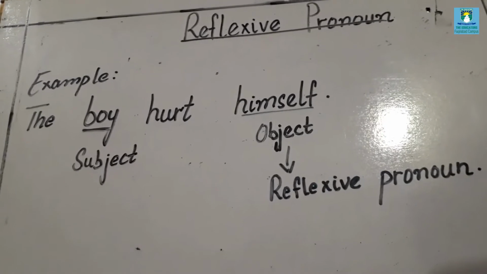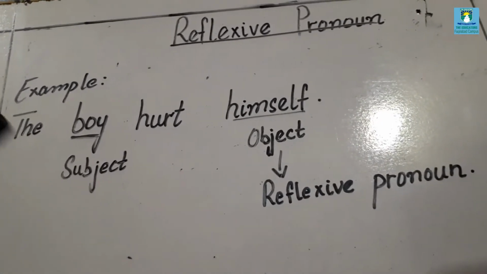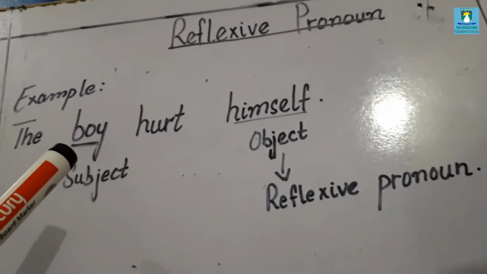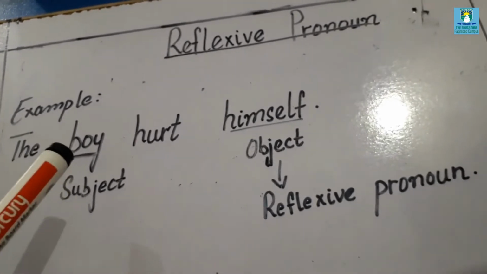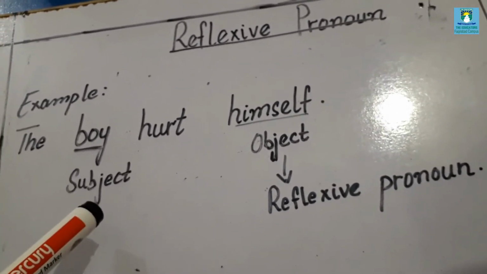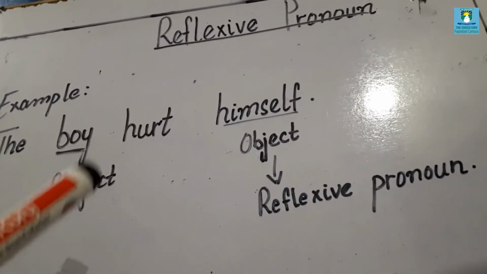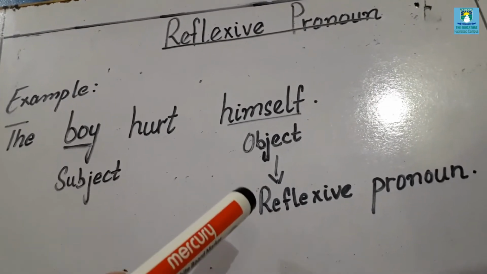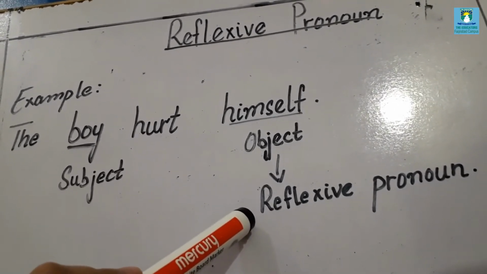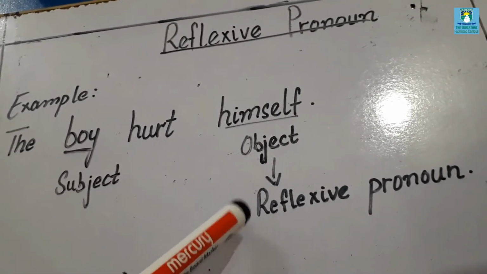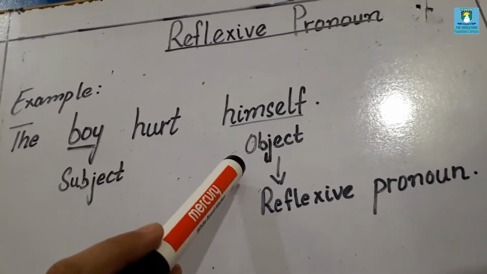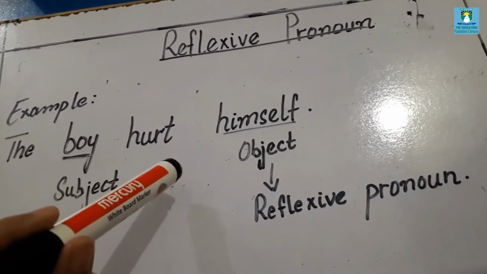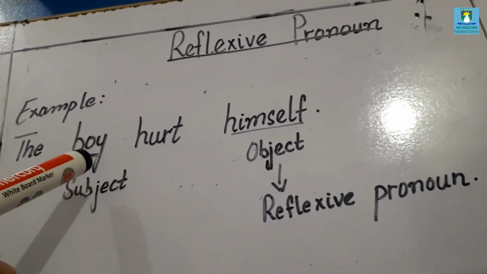Here I have brought an example. The boy hurt himself. You can see the example. Okay. Here in this example, the subject is boy. Understand? The subject is boy. And that boy hurt himself. Himself is the object in this sentence, and this object is also a reflexive pronoun. Okay, himself is a reflexive pronoun, and in this sentence it is used as object. Understand? And this himself shows that the subject and object refer to the same person.